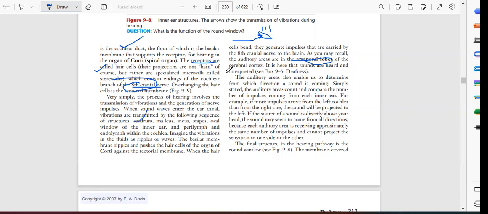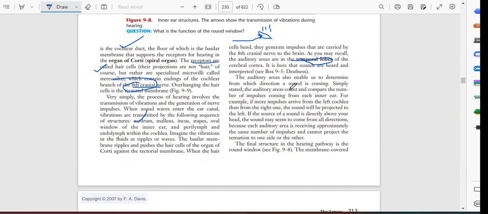Whenever any damage occurs to the eighth cranial nerve, the temporal lobe area, or the auditory area, what will happen? The patient will complain of hearing loss or interrupted hearing, or he cannot hear from one ear but is able to hear from the other ear. These are the things we can see in our general practice.